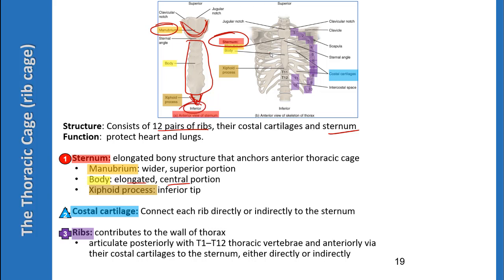Costal cartilage connect the ribs to the sternum either directly or indirectly, and then you've got the ribs, right? In terms of the ribs, what you can see here is that there are 12 pairs, and as I said, they match up with the 12 thoracic vertebrae.